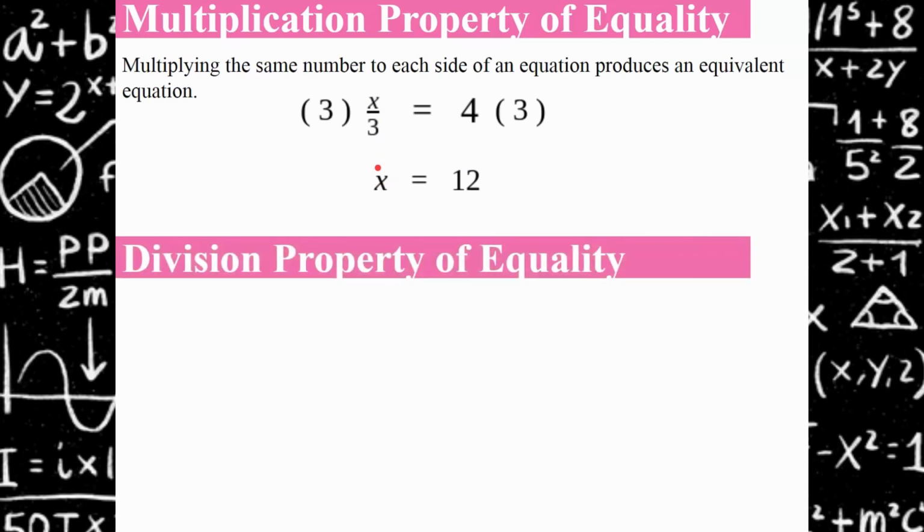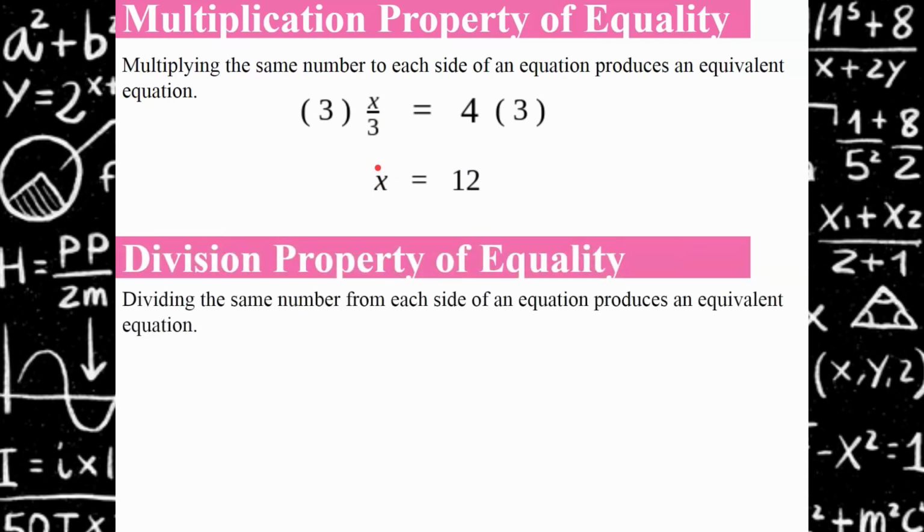We also have the division property of equality, which states that dividing the same number from each side of an equation produces an equivalent equation. So let's start with the equation 2x equals 8. So 2x is also referred to as 2 multiplied by x. There's an invisible multiplication symbol in between this constant, this coefficient, and its variable.